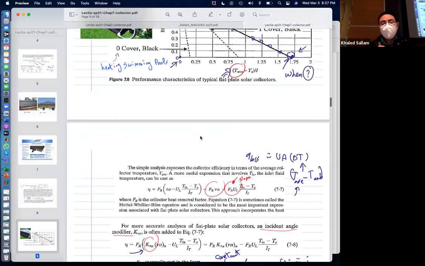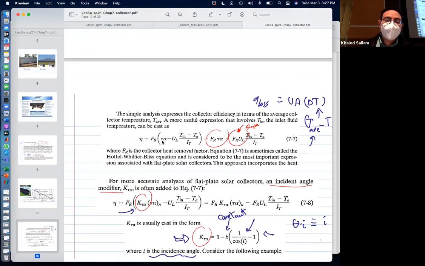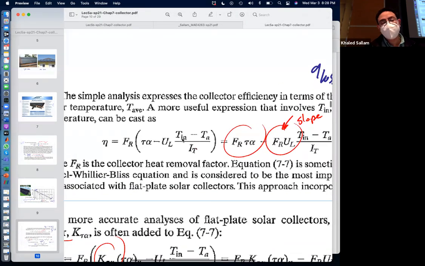And that curve is basically those two: the tau alpha and UL. The manufacturer, when we see the certificate that they supply, will give you the tau alpha and the UL. Okay, so now the T average thing. For design purposes, Tn is more convenient because we know what Tn is: water coming from the ground.